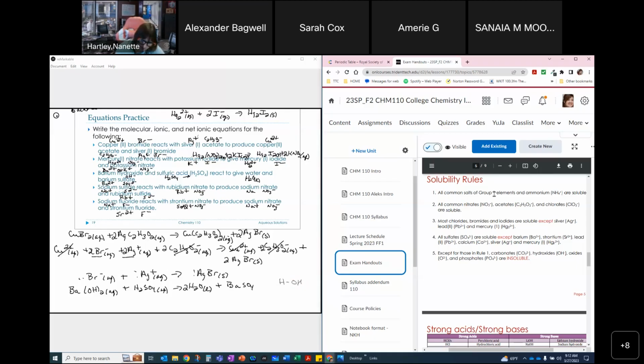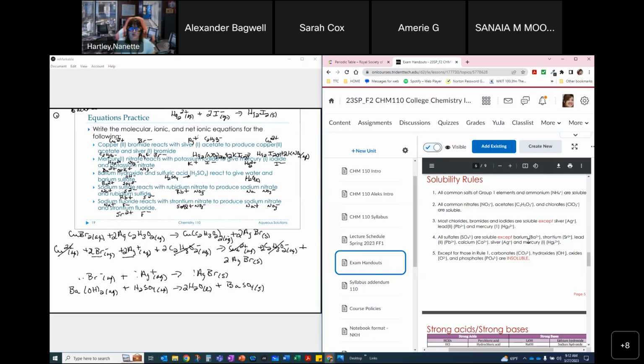And my BaSO4, actually, I believe, is insoluble. See, and this is why this is fun. So all sulfates are soluble except Ba. So this is insoluble. So we could have 2 different equations that we could write for a net ionic equation here. So it depends on what we're looking at, which chemistry we're interested in.